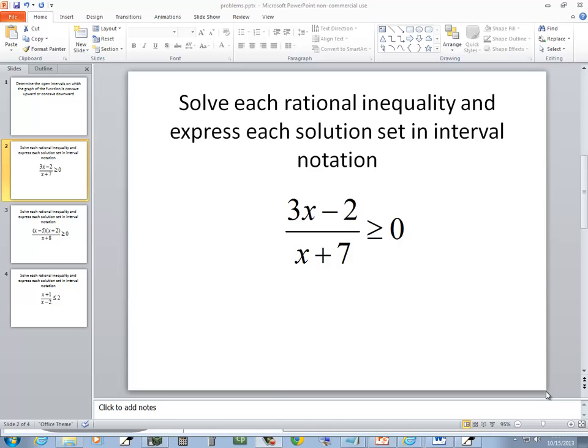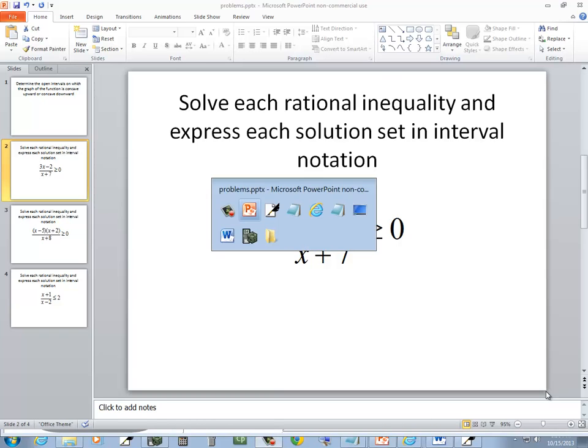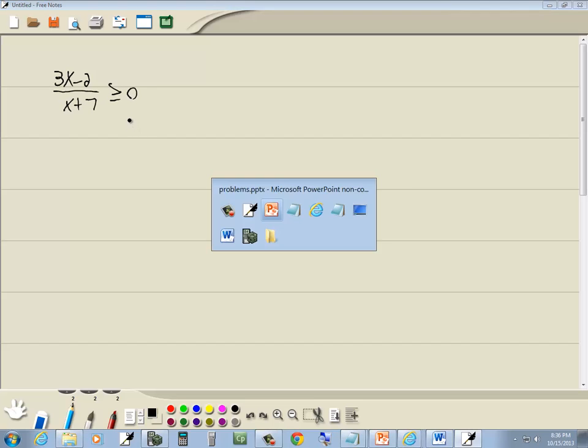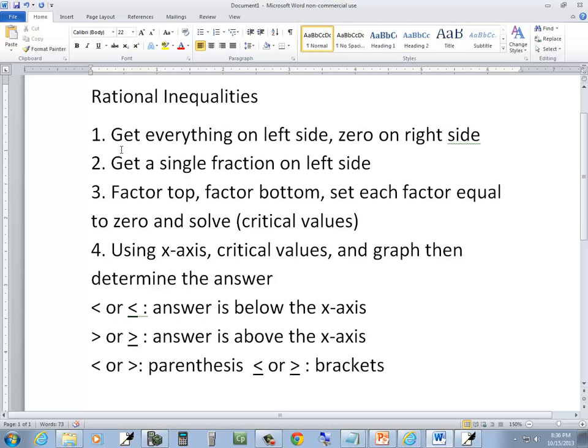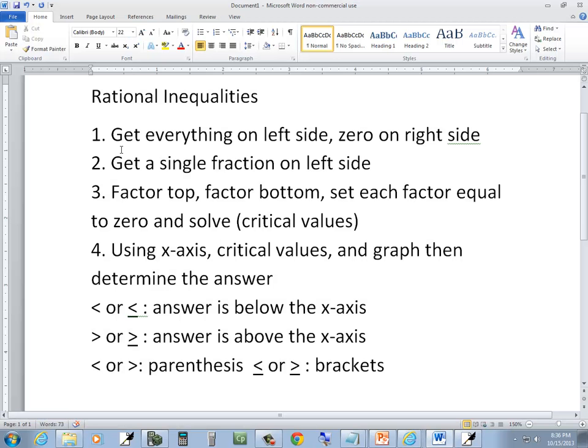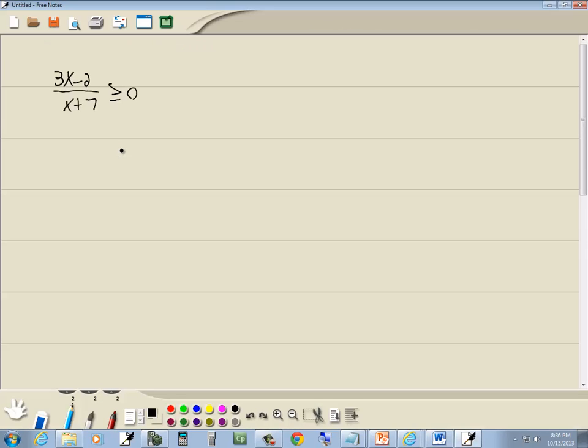In this problem, we want to solve this rational inequality. So we got (3x - 2)/(x + 7) is greater than or equal to 0. First step, get everything on the left side, 0 on the right side. That's done. Step 2, get a single fraction on the left side. That's done.